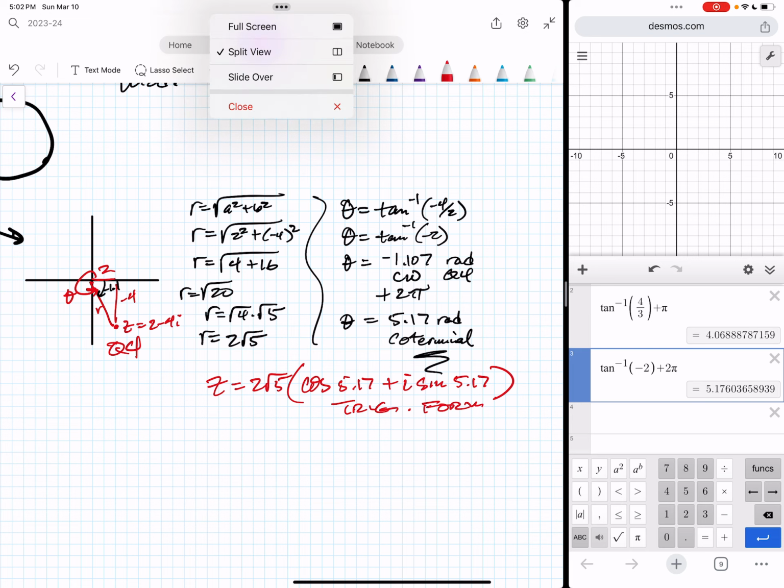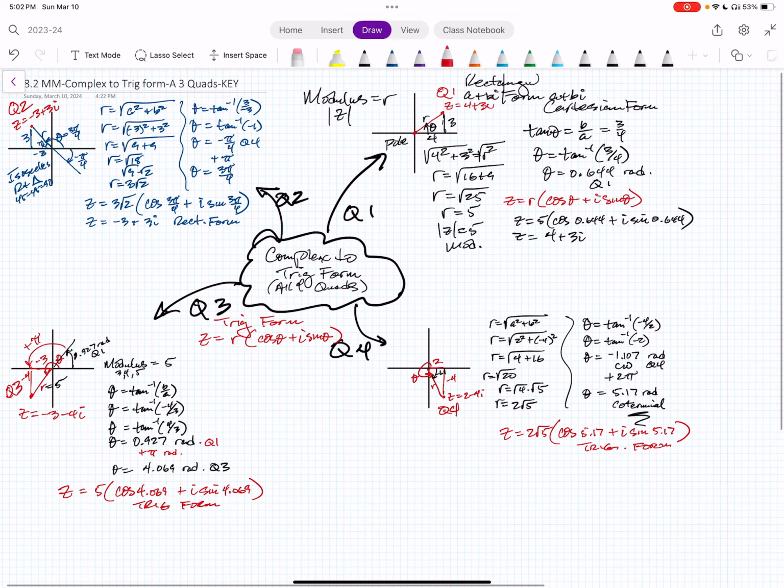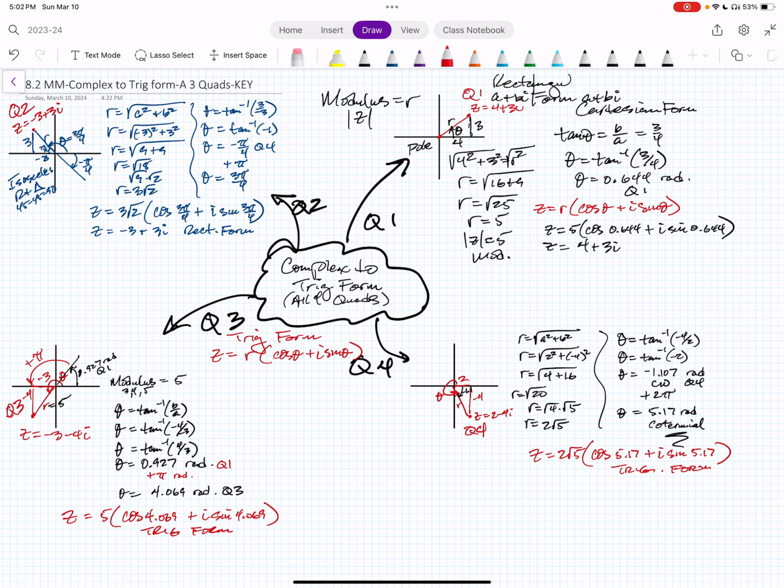So notice what we did here. If you take a look at all 4 cases, we learned how to go from Cartesian or rectangular form to trig form, but with all 4 quadrants. And this is how you guys should study, right? Doing one example and getting good at only one quadrant is not enough for the exam, because you have no idea what quadrant you're going to be given. So you have to study all variations.